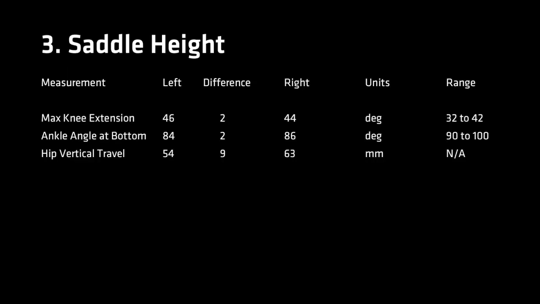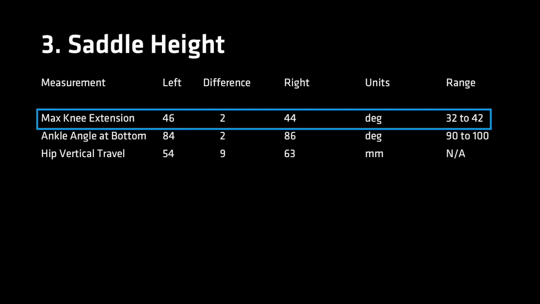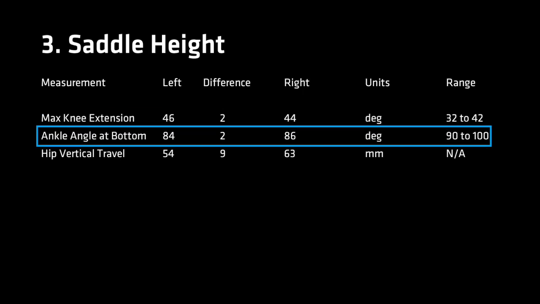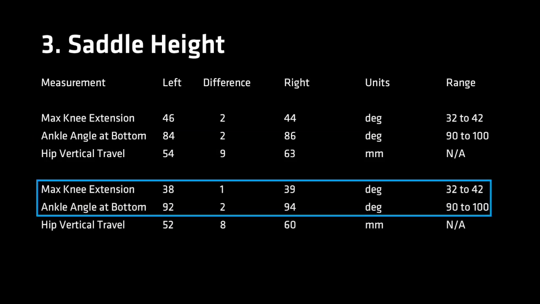Observe this rider's data. Notice first that the knee extension is more closed than the average range, and the rider is driving their heels and closing the ankle angle less than the average range. Of these three lines, these two are the most telling, showing that the rider is riding with their saddle too low. Raise the rider's saddle and the data comes into range by opening the knee and ankle angles.